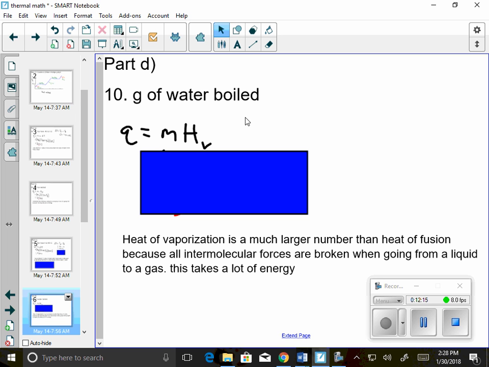While you're looking that up, I'm also going to read the very bottom of the slide. It says the heat of vaporization value is a larger number than the heat of fusion. Because when you vaporize, when you go from a liquid to a gas, you are breaking apart all remaining intermolecular forces. And it takes a lot more energy to sever all ties, if you will, rather than just to loosen up the attraction.